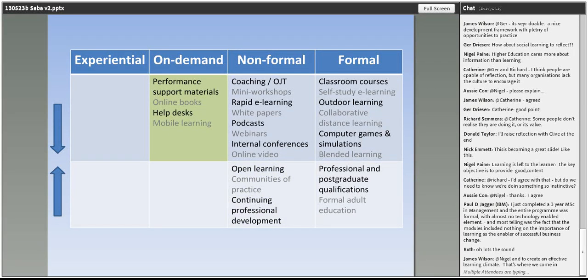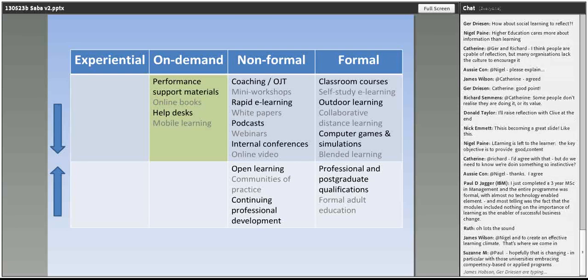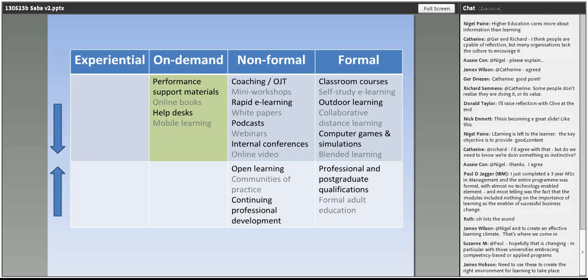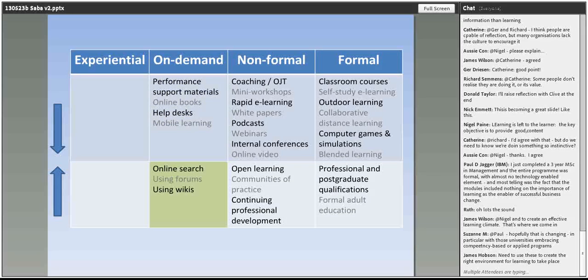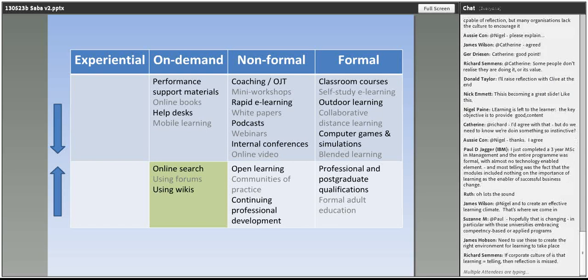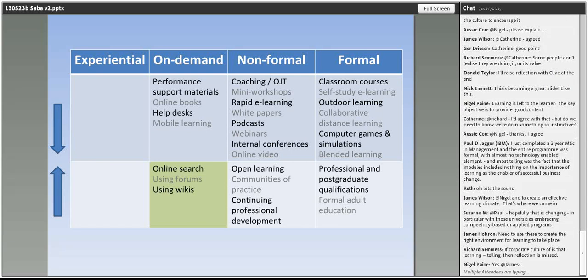Moving across to on-demand, the employer from the top down is going to be looking to create performance support materials. Perhaps there's been a lot of success in things like online books, help desks. There's all sorts of content they're going to put out on a mobile basis, increasingly, of course, now. But there are many, many things that can happen from the bottom up. If you give people the right tools, if you give them the right infrastructure, then they can make on-demand learning happen for themselves through forums and wikis and search and all sorts of other mechanisms.